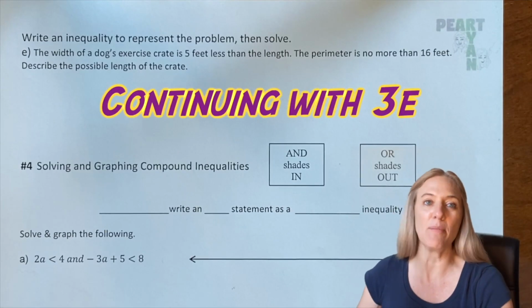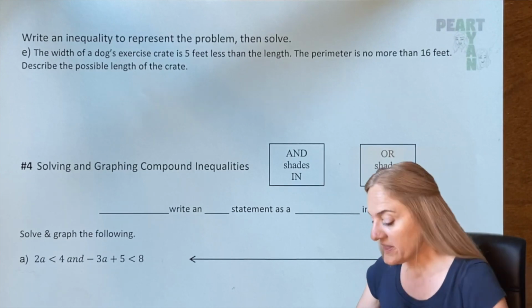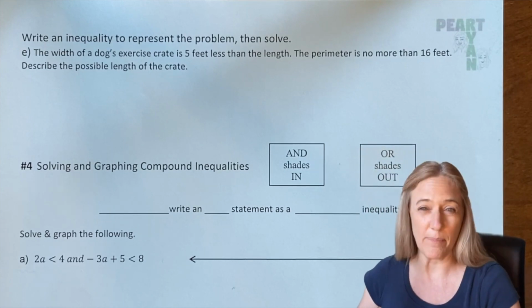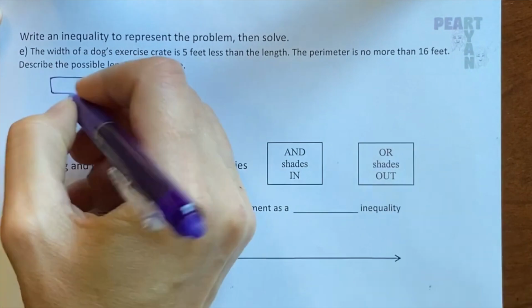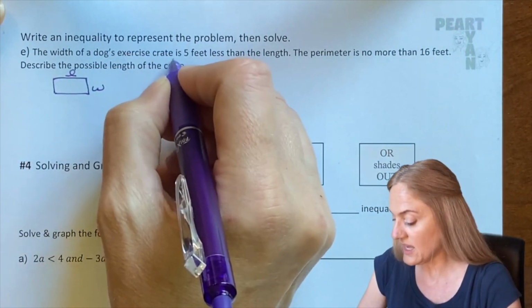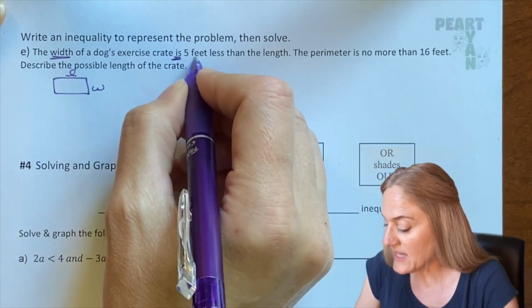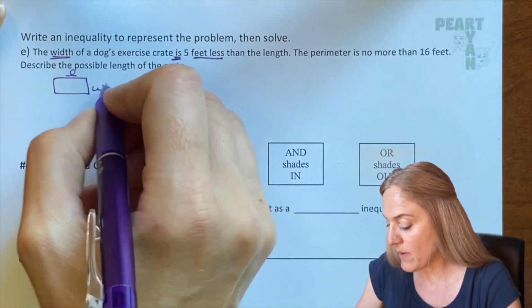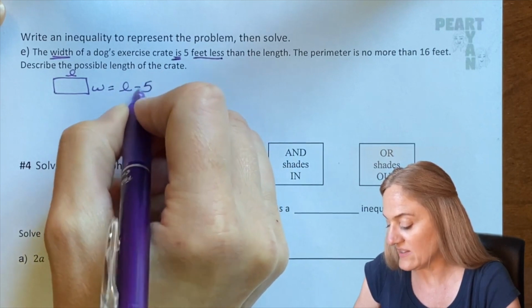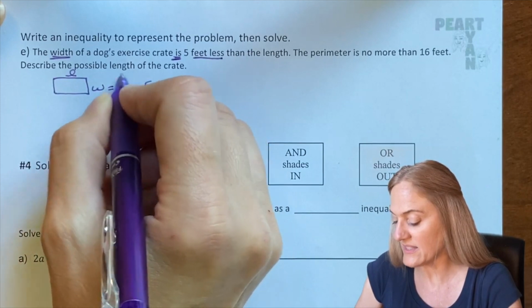Going to look at a word problem and write an inequality and then solve it. So let's take a quick moment to read it. The width of a dog's exercise crate is 5 feet less than the length. Okay, so we have a rectangle, we have the length, we have the width, and it says the width is 5 feet less than the length. So remember when we learned 5 feet less than, that means that it goes at the end. So the width is actually L minus 5.